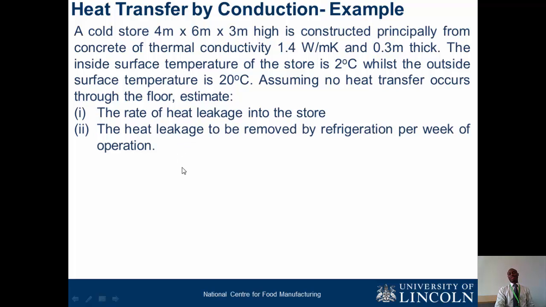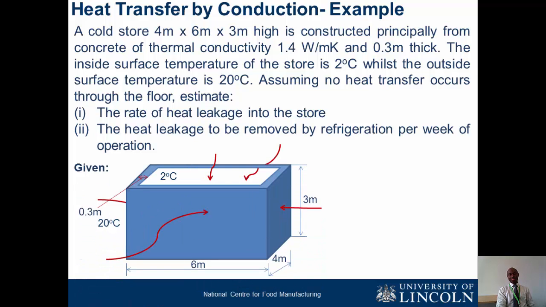Now what are we given? To solve this problem, you need to look at what you are given. This is what we are given. We are given a cold store of this dimension. This is a 3 meter height, 4 and 6 meter here, and then the inner temperature is 2 degrees Celsius and the outside temperature is 20. Then the thickness of the material of construction, which is the concrete, of thermal conductivity of 1.4 watt per meter per Kelvin, is given to us as 0.3 meter. That's the thickness. So please take note, this is per meter per Kelvin, so please take note of that.